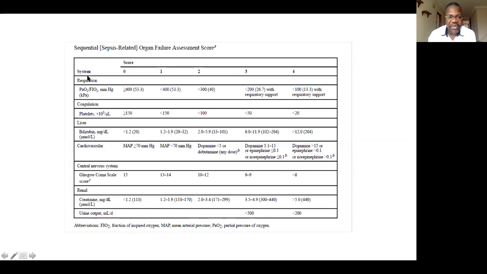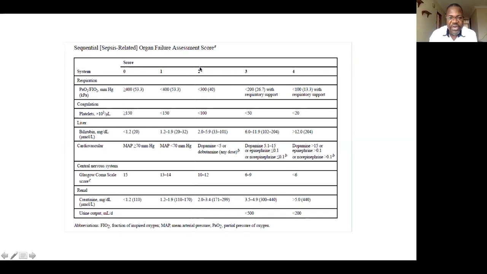Here we look at respiratory markers like your partial pressure of oxygen, which at baseline is very high, 400 and above. Then when the partial pressure of oxygen starts decreasing, the SOFA score is increasing.